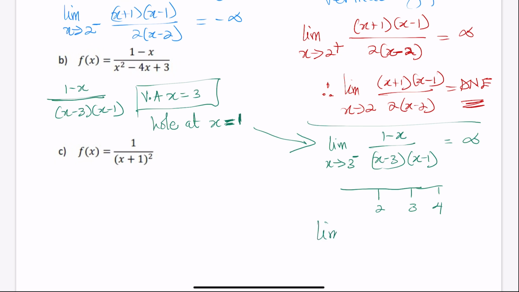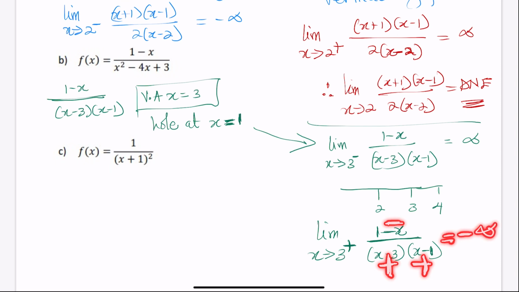Then, let's find the limit as x approaches 3 from the right. So 1 minus x divided by x minus 3, x minus 1. Again, I'm going back to my number line, and I'm picking a number which is between 3 and 4. And that could be 3.1. If I substitute 3.1 in place of x, it gives me negative. And if I substitute 3.1 here, I get positive. 3.1 here, I get positive. Negative divided by positive is negative, so this goes to negative infinity.